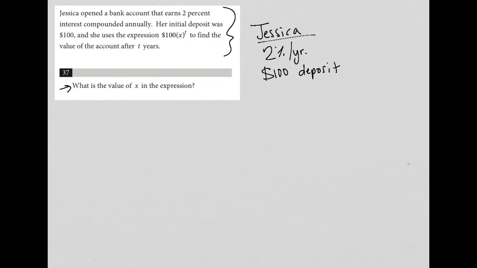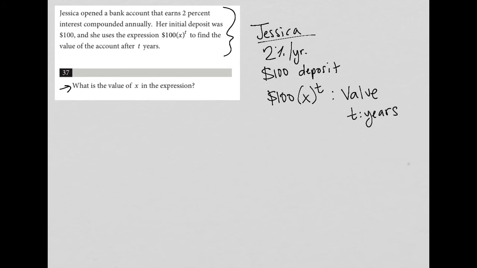And she uses the expression $100 times x to the t power. So I'm going to just write that down. $100 times x to the t to find the value of the account after t years. So this gives me the value, and t is in years. So that's all the info provided.